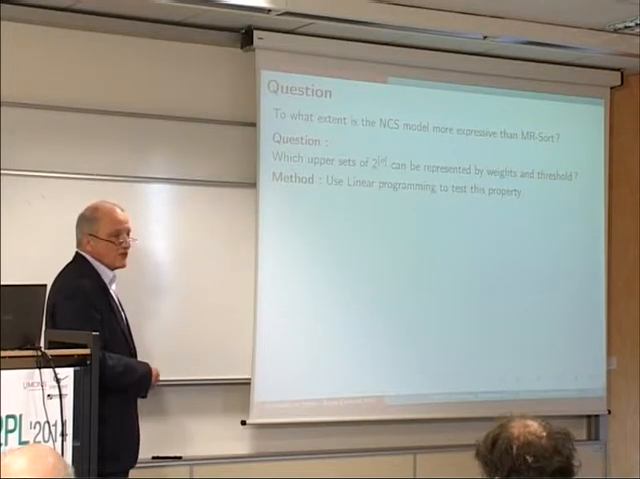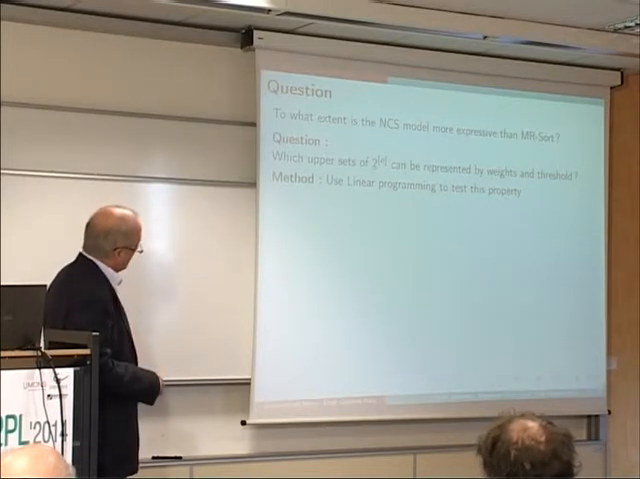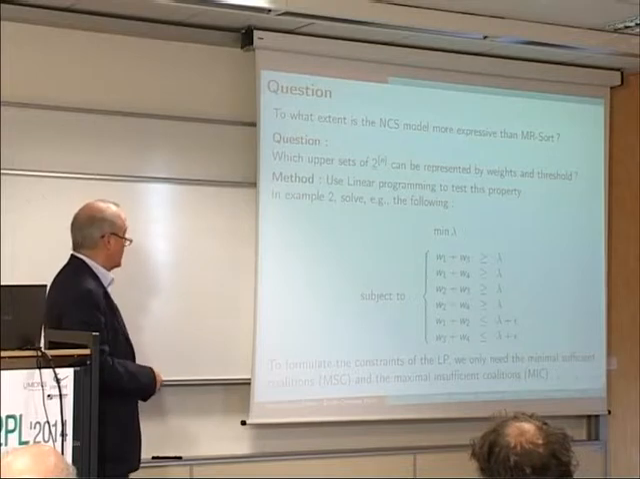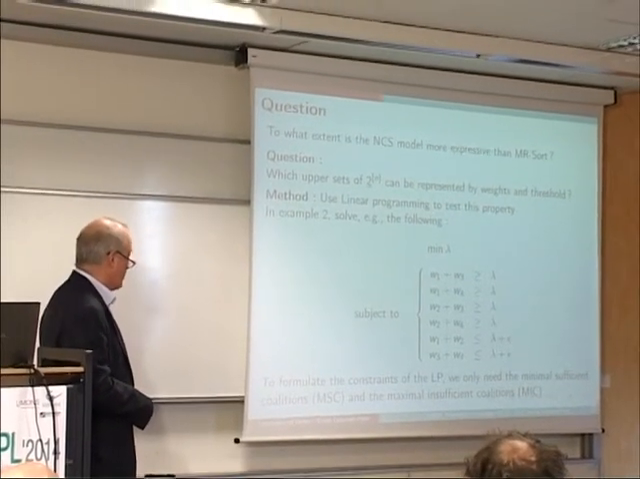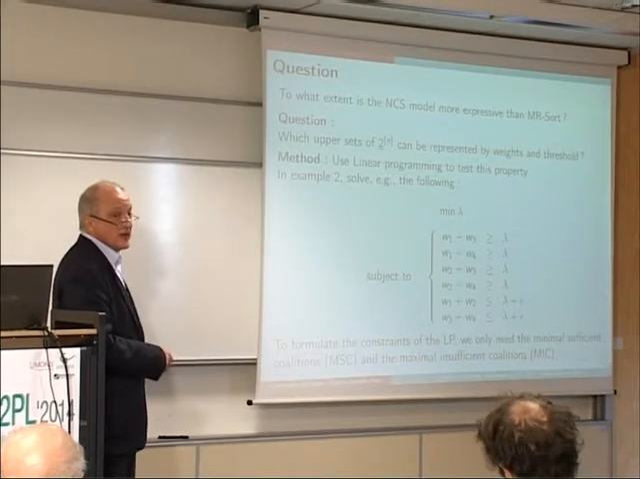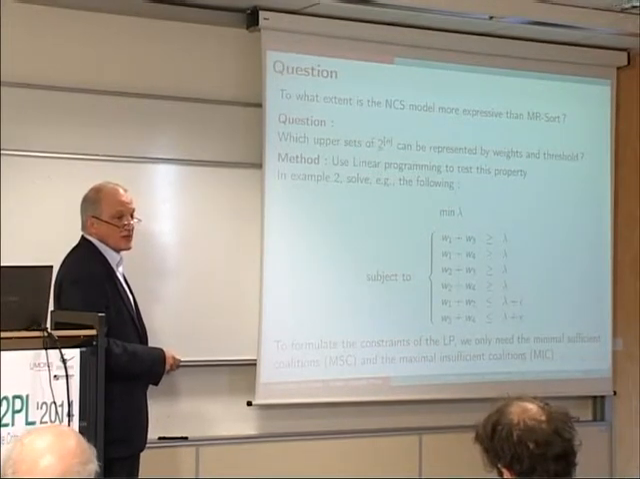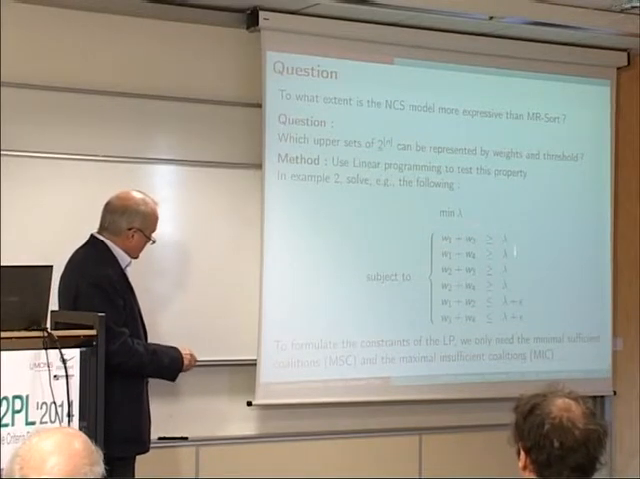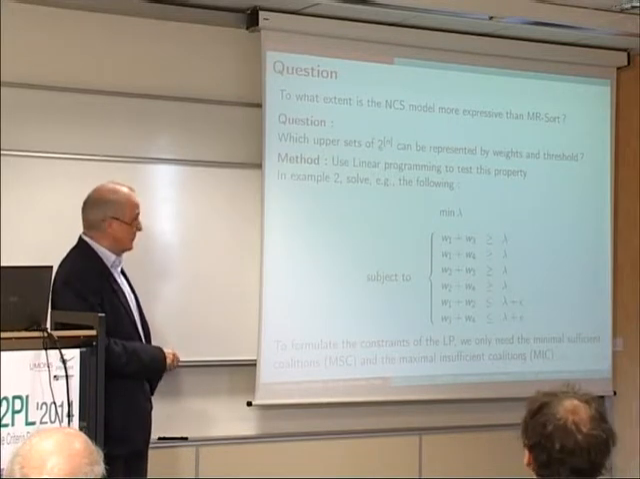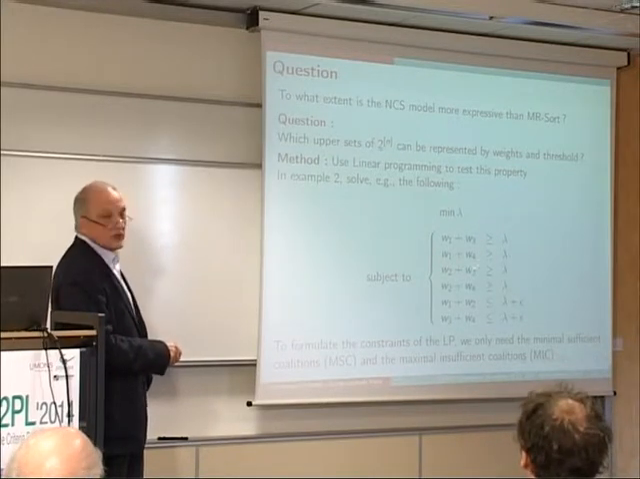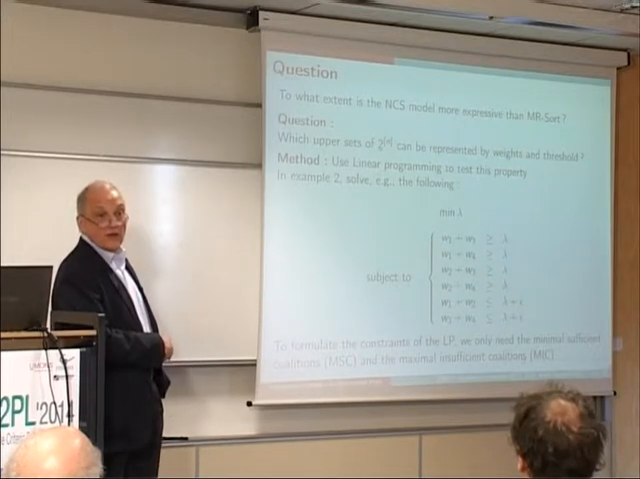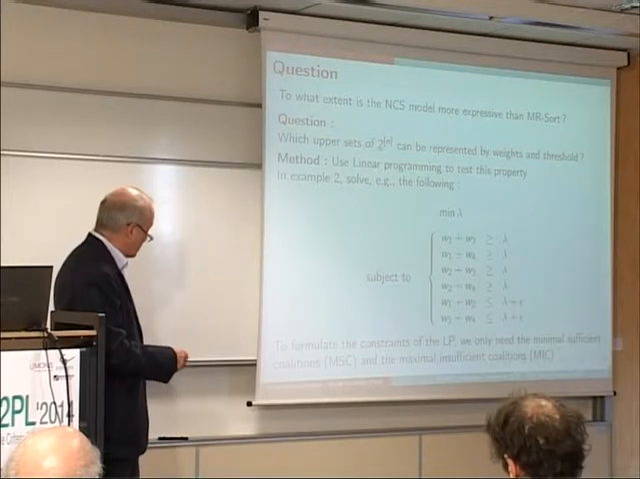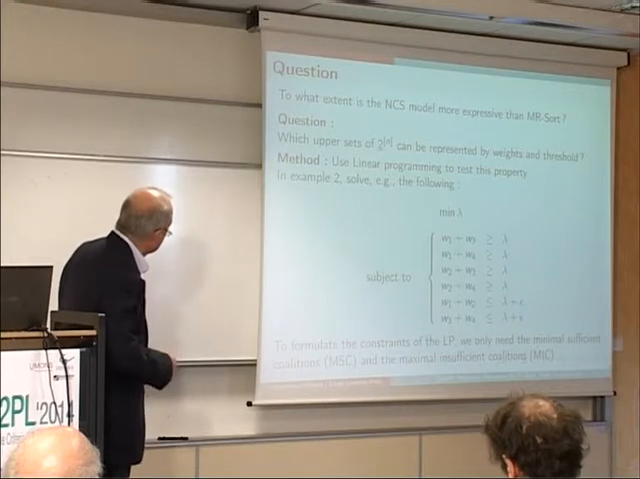So one way of checking if a given rule can be represented is by linear programming, for instance, by solving this kind of linear program. You have to formulate the constraints by listing the minimal sufficient coalitions and the maximal insufficient coalitions and say that these are the constraints related to the minimal sufficient coalitions, and these are the constraints related to the maximal insufficient coalitions. So, okay, there are, of course, other means of checking this.